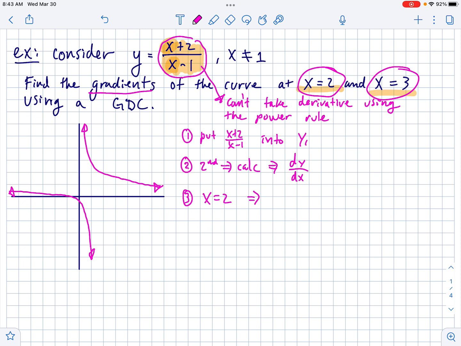And then it tells me it's negative 3.000003, which is close enough to negative 3. So that means the gradient is negative 3 at x equals 2. Then if you do the same thing again, second, calc, dy dx, and punch in a positive 3, you get negative 0.75.